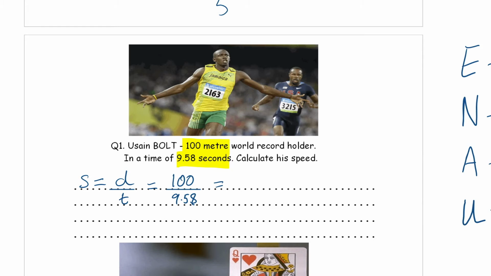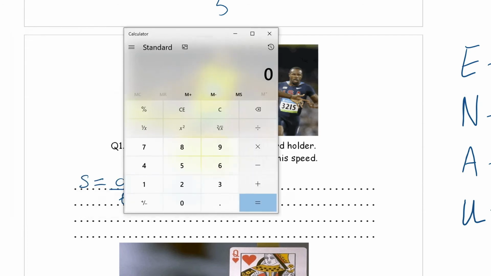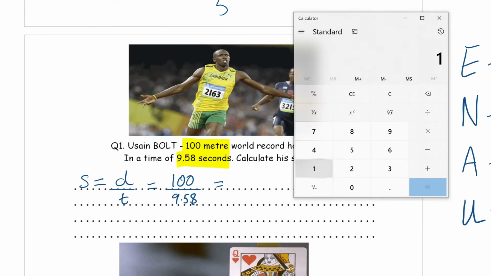Next, calculation. So we've done equation, we've done substitute the numbers. Let's get our calculator ready. 100 divided by 9.58.